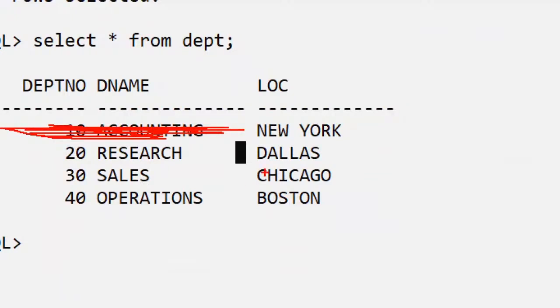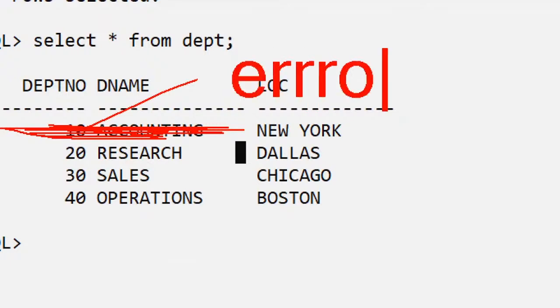Anybody guess it? I try to delete what? This 10 only, for example, from the master table. Possible or not possible? Very good. Impossible. It will give what? Error. That is a security.